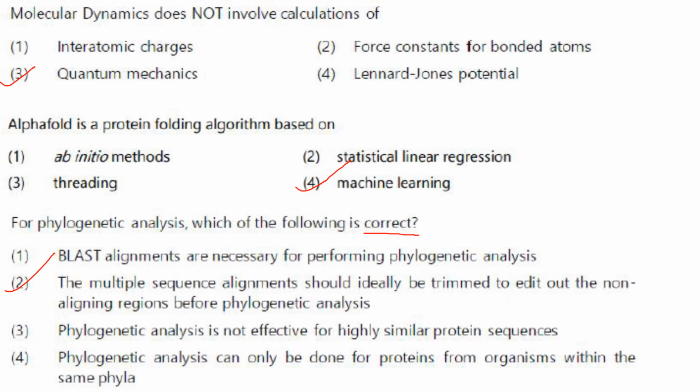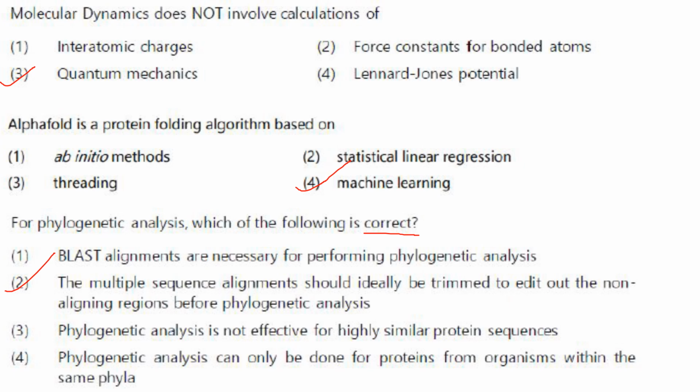Then next one. The multiple sequence alignment should ideally be trimmed to edit out the non-aligning regions. Non-aligning regions means gaps and unconserved regions before phylogenetic analysis. That is correct.